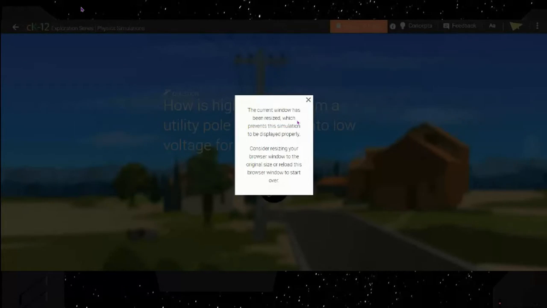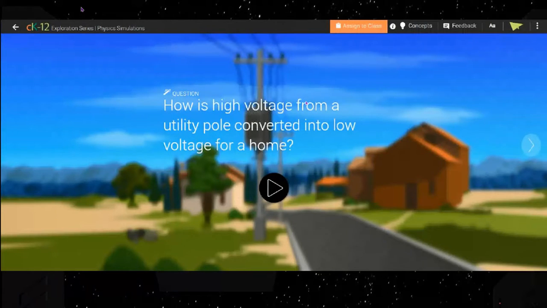Next, we will proceed with the simulation of the transformer. Before that, let's learn a bit. How is high voltage from a utility pole converted into low voltage for a home? Let's learn about this.